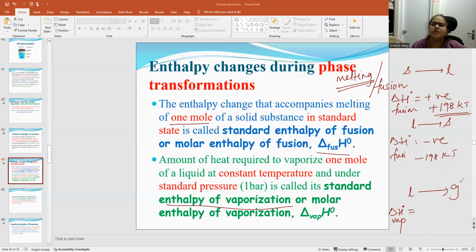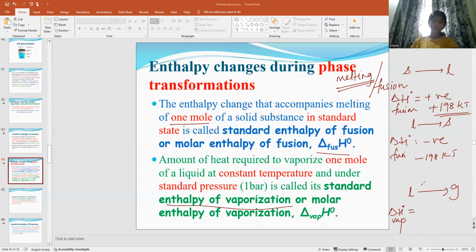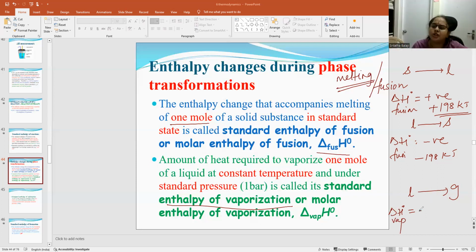Liquid is converted. You're boiling water. Do you supply heat or is heat given out? As simple as that. Positive. So always, liquid to gas conversion is endothermic. And for gas to liquid, the process is actually condensation.